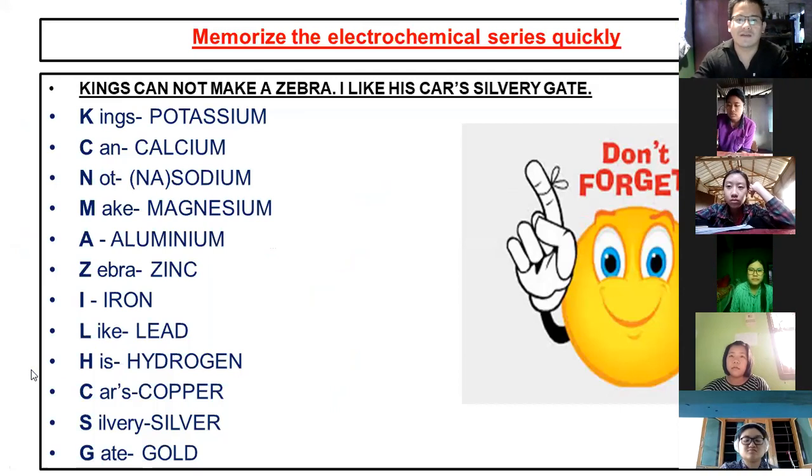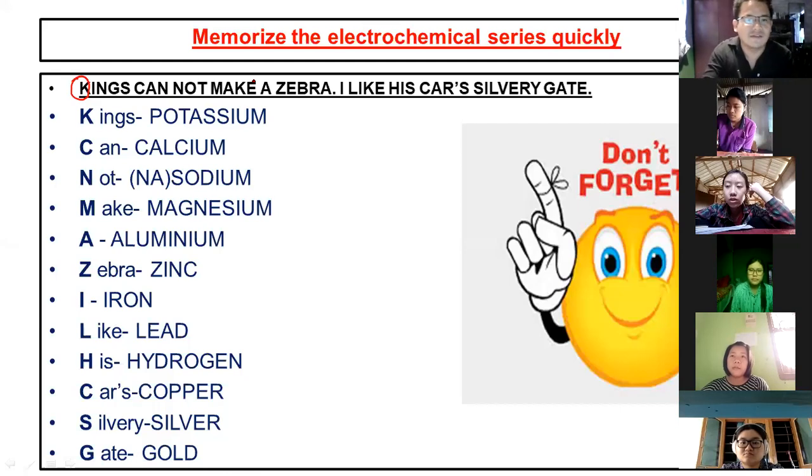Just remember the sentence. The starting letter will correspond to the name of the metal. So it's very simple. Just remember this sentence. What does the sentence say? Kings cannot make a zebra. I like his car, silvery gate.